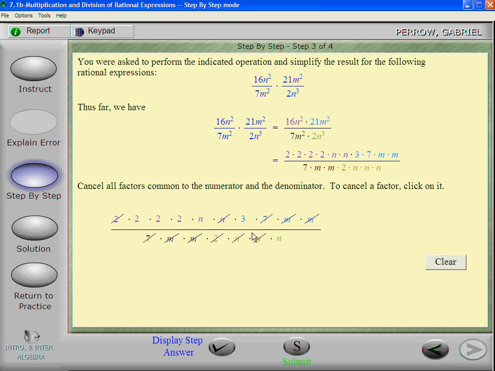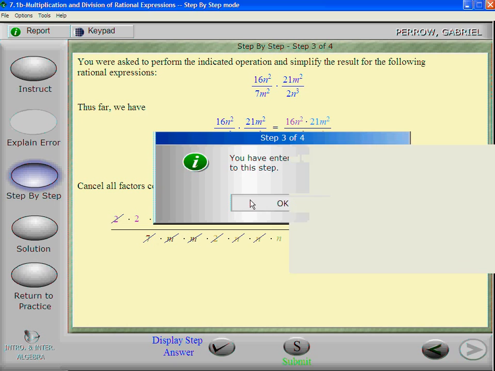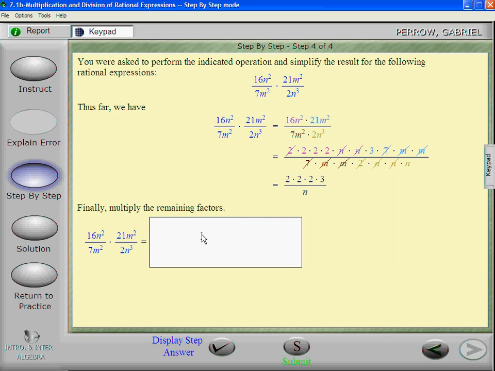I got some n's. So what's left after you reduce all these things? You've got 2 times 2 times 2 times 3, and there's going to be a single n on the bottom. So that's going to be the final question, is just what do you have left over? Based on what we have there, 2 times 2 times 2 times 3 is 24 on the top, and a single n on the bottom.